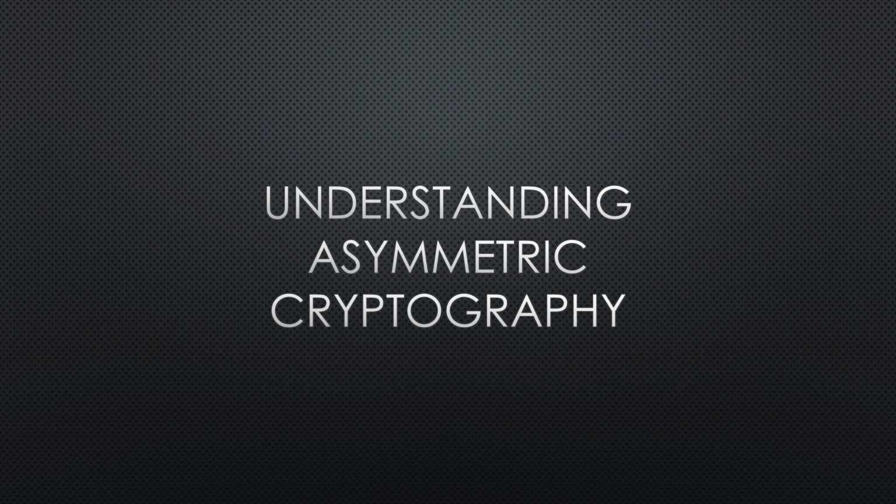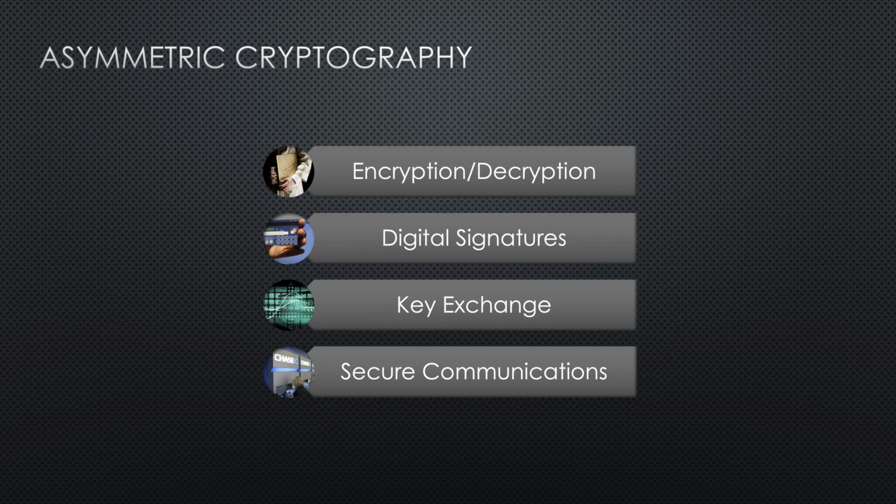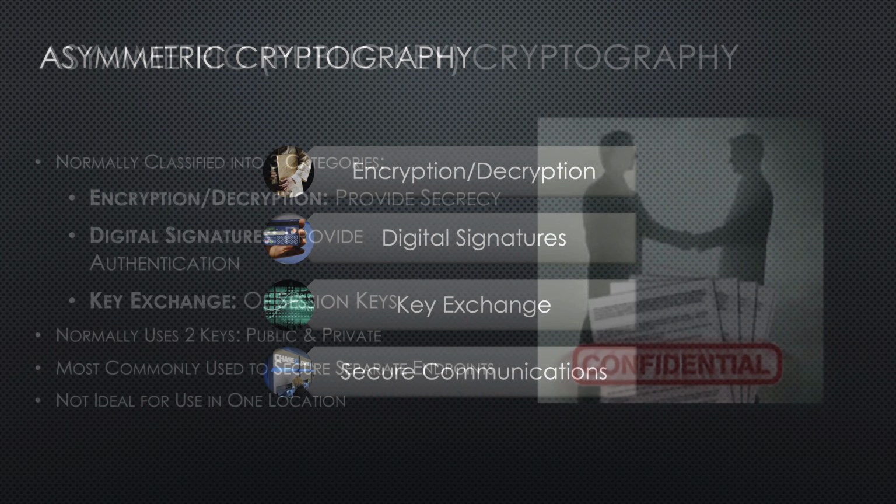So when we talk about understanding asymmetric cryptography, first of all, we need to know why we use it. Typically it's used for both encryption and decryption, also for things like digital signatures, as well as key exchange. Also secure communications, such as TLS, Transport Layer Security, or SSL. These are all examples of technologies that use asymmetric cryptography.